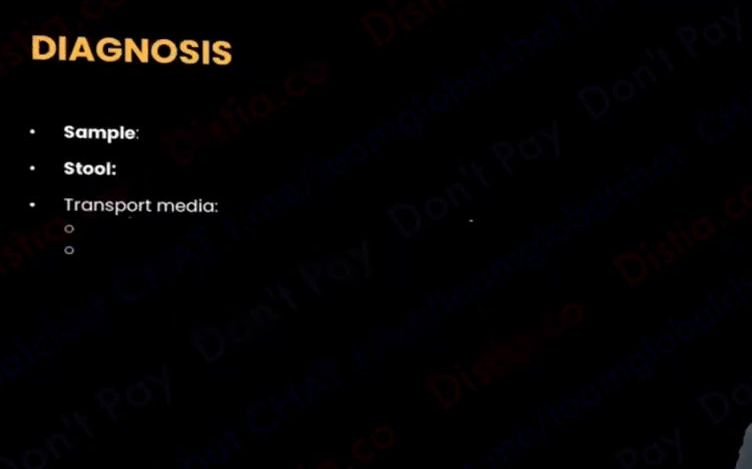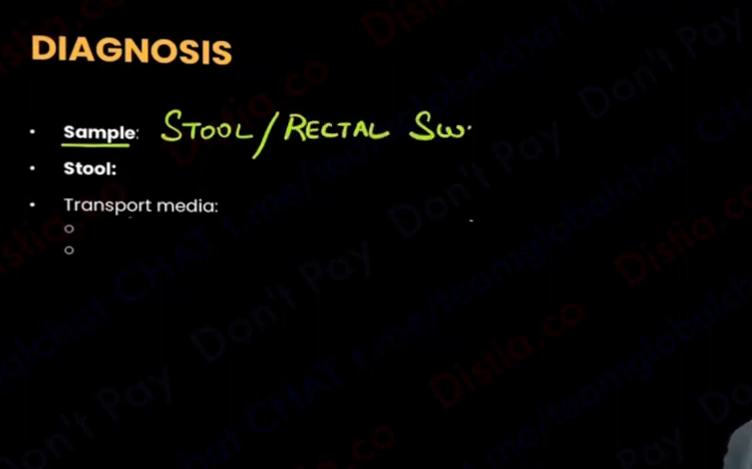So how are you going to do the diagnosis? In the sample, either you're obviously going to get the stool sample, just in case patient comes to you at a time when the stool is not available, you're going to take up the rectal swabs. That makes sense, right? So either of the two rectum related samples you will get.